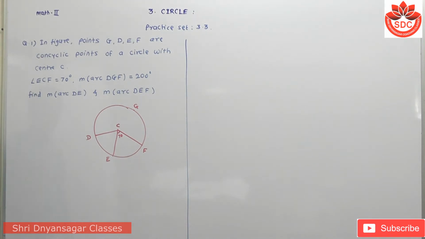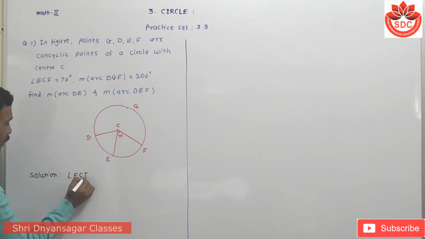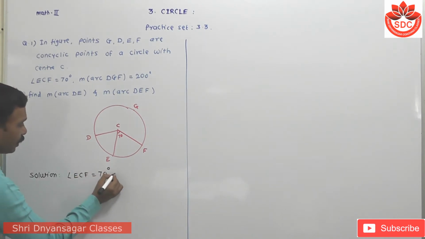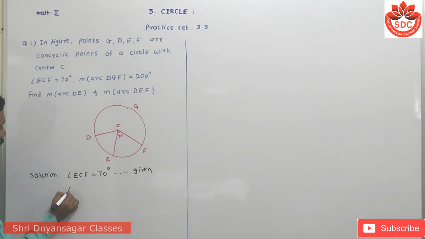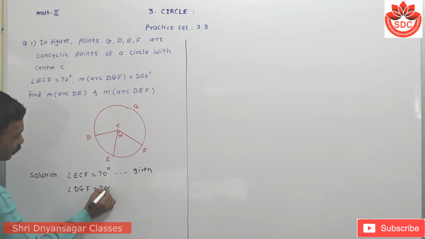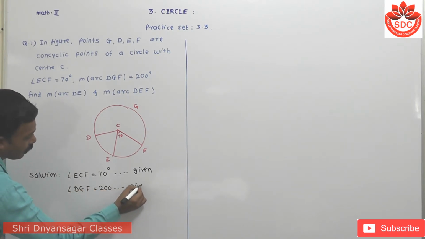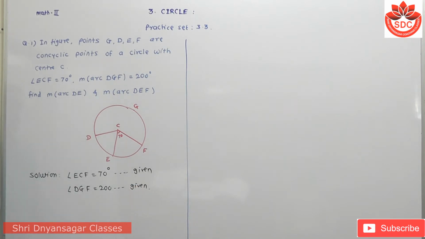Now student, look carefully, its solution is: angle ECF is equal to 70 degrees. This is given. Angle DGF is equal to 200 degrees. This is also given.